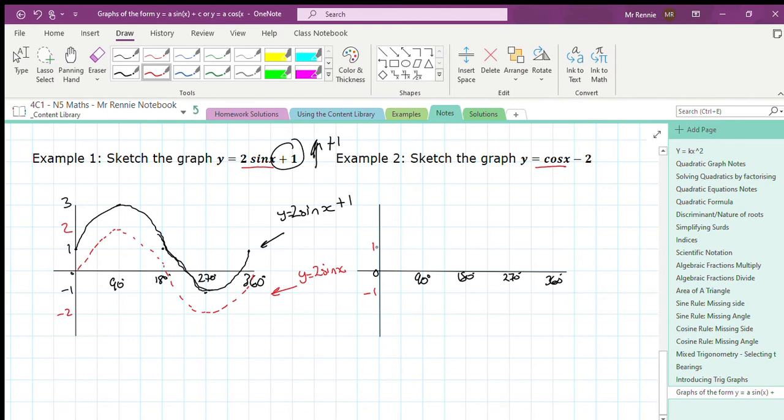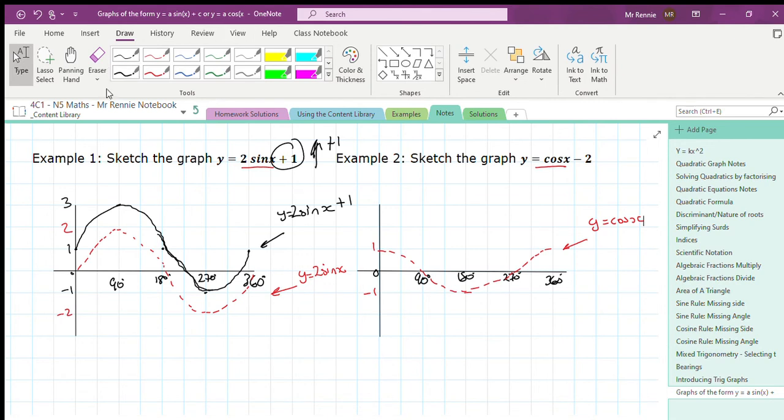So cos graph starts at 1, so again this is going to be my final answer, so we'll draw this dash. Starts at 1 and then at 90 degrees goes to 0, goes to -1 at 180, up to 0 at 270, and back up to 1 at 360. Okay, so I've got my graph y equals cos x in dash there.